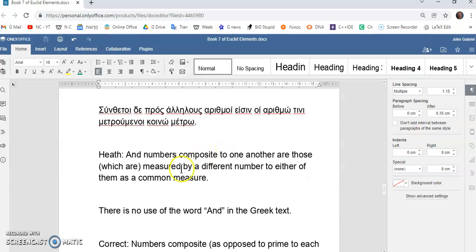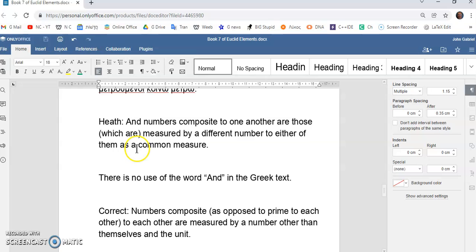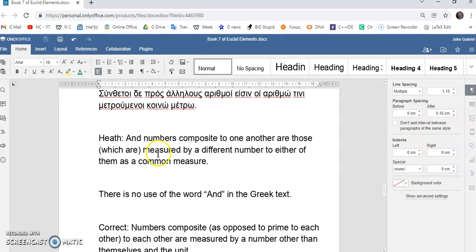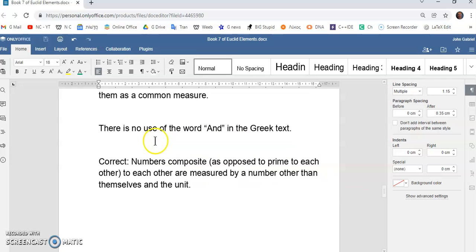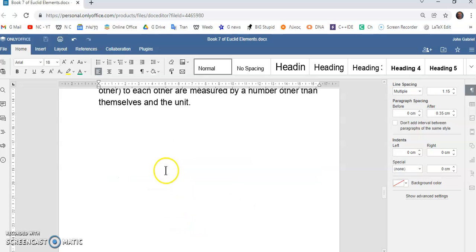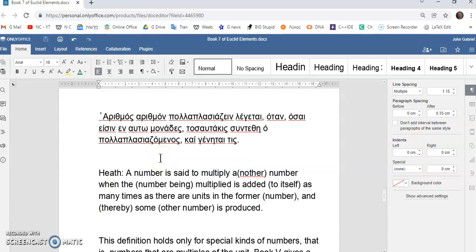Definition 14 says that numbers are composite to one another when they are measured by a different number to either of them as a common measure. So again, there's no use of the word and in Greek, and the better way to state that definition is that numbers composite to each other, as opposed to being prime to each other, which is the previous one, are measured by a number other than themselves and the unit. And finally, definition 15.